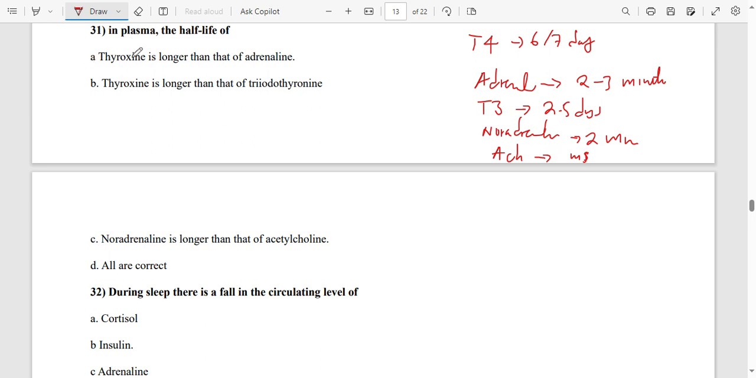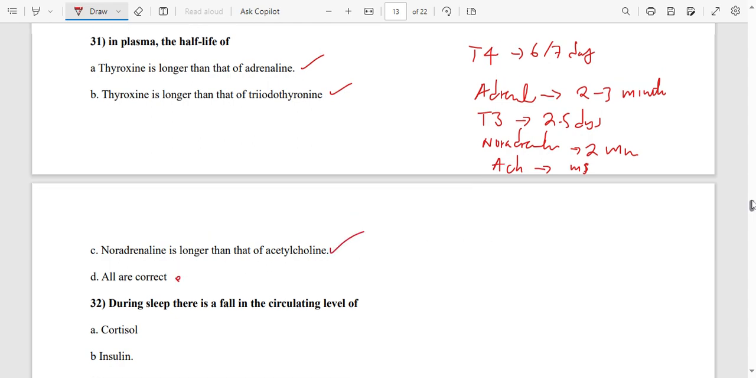So now let's look at this. Half-life of thyroxine is longer than that of adrenaline. You can see thyroxine is the highest, so this is true. Thyroxine is longer than that of triiodothyronine. This is also true. Noradrenaline is longer than acetylcholine. Acetylcholine has the smallest half-life, so that is also true. So it is all of the above.